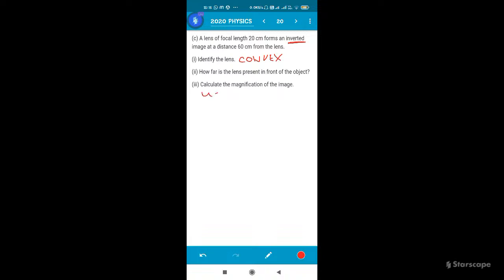So we don't know the value of u. The value of v is given to us. The image is formed at a distance of 60 cm. So it will be plus 60 because the value of v is on the right hand side. F is given as 20 cm. This will also be positive. So we know from the lens formula that 1 by f is equal to 1 by v minus 1 by u. So 1 by 20 will be equal to 1 by 60 minus 1 by u. So let us solve it.